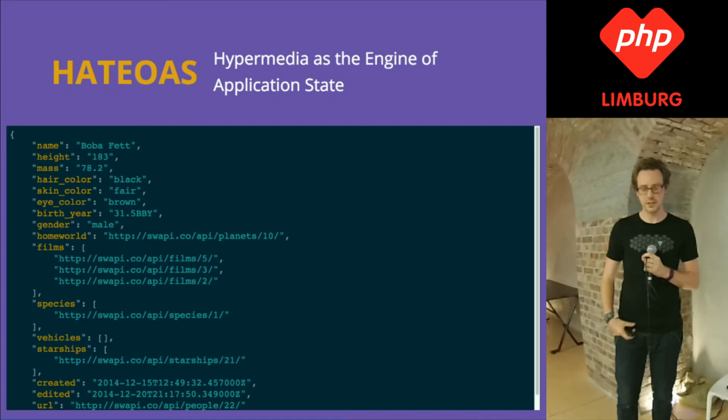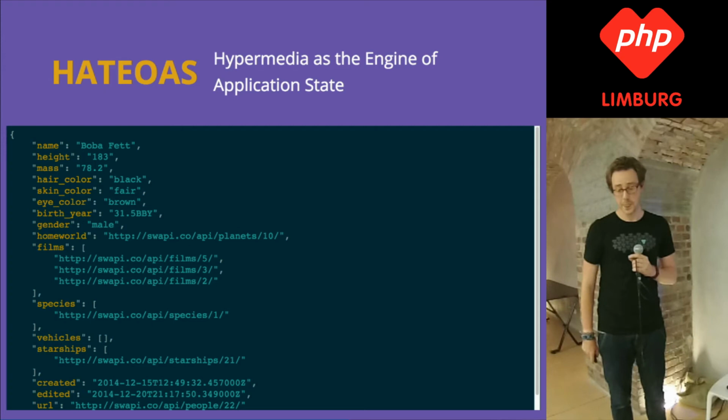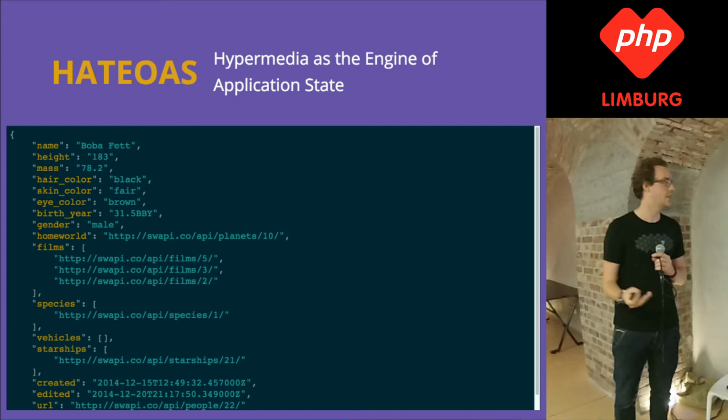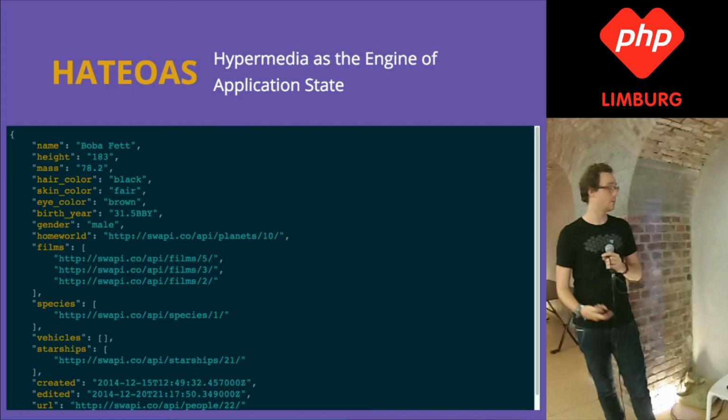So here we are again with the HATEOAS example. As you can see, the films here have links to them. They don't use UUIDs because it's an open API, so they don't really bother. And you can just follow along easily, as I discussed. And then you get something like that.